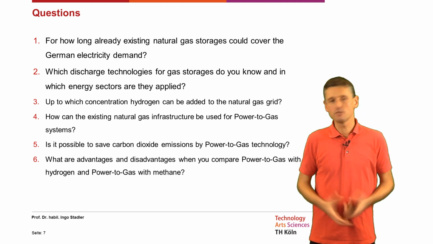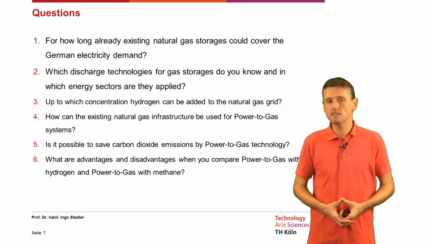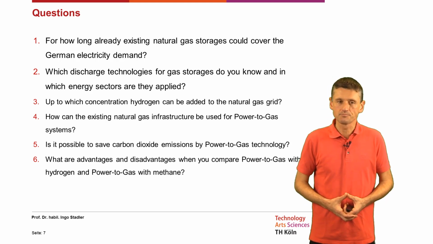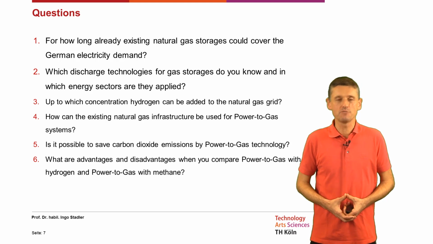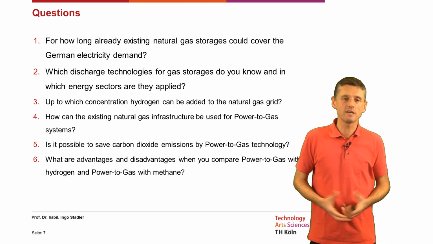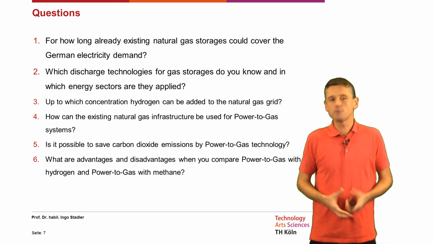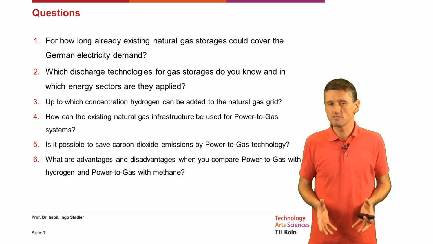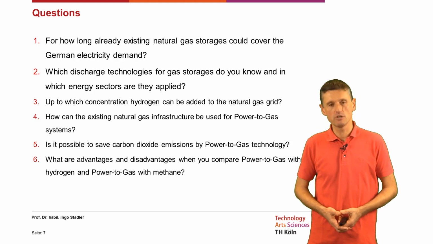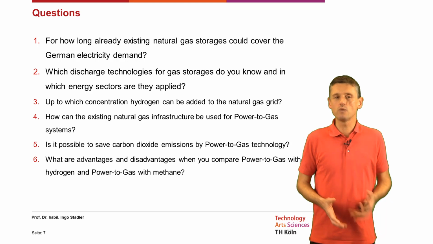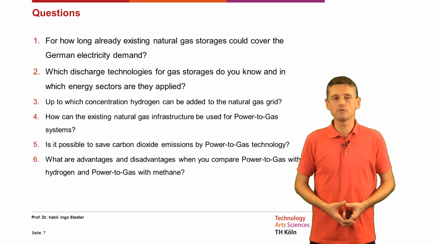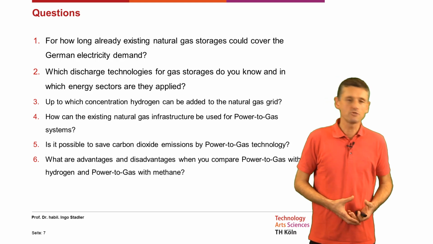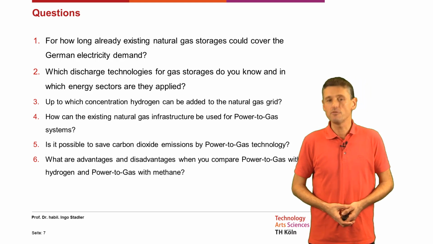Up to which concentration hydrogen can be added in the natural gas grid? How can the existing natural gas infrastructure be used for power-to-gas systems? Is it possible to save carbon dioxide emissions by power-to-gas technology? What are advantages and disadvantages when you compare power-to-gas with hydrogen and power-to-gas with methane?